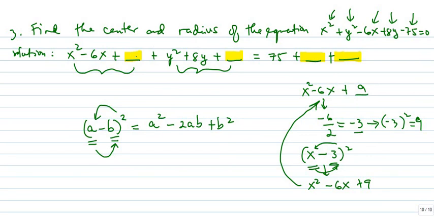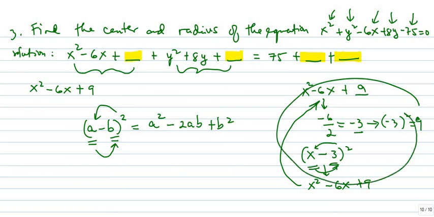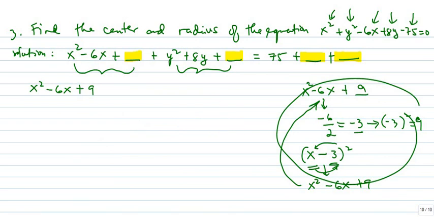Therefore, we will add 9 to this part. Okay, so I will add it here, x squared minus 6x plus 9. That is the main reason why we have the value of 9, because of this process. Okay, so I will now erase this one. So for this one, x squared minus 6x plus 9, the perfect square is x minus 3 squared.